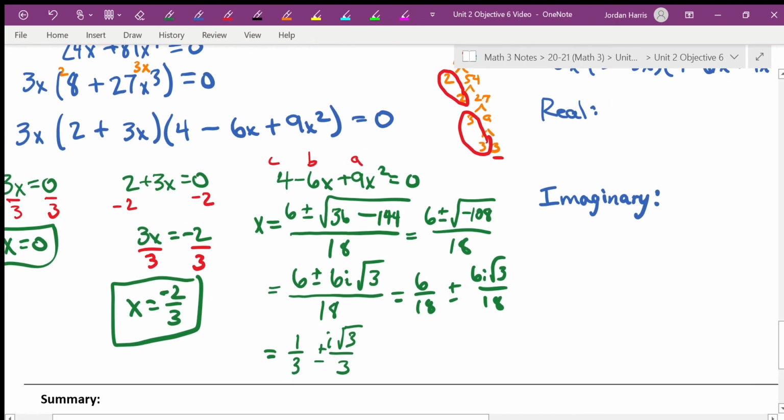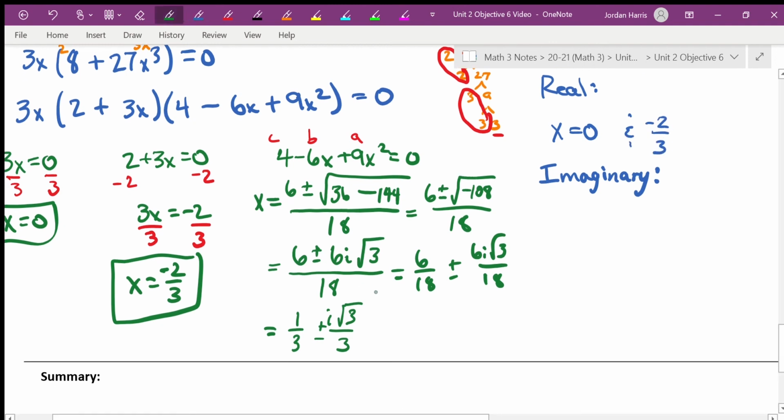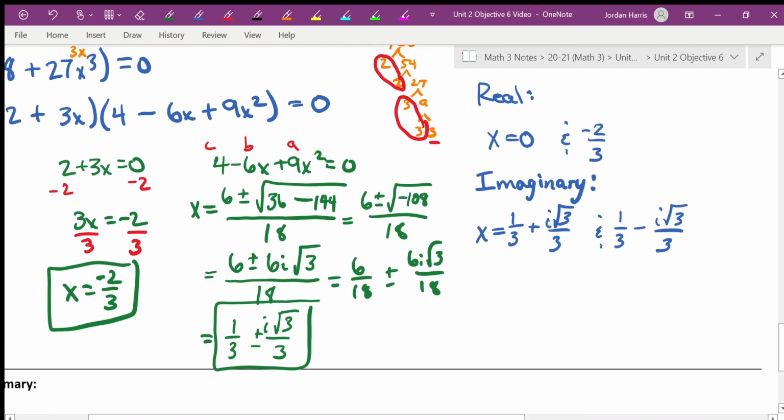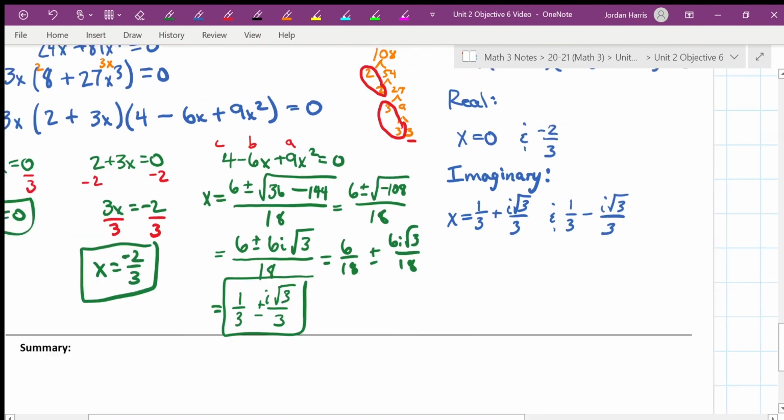So my real solutions, I had x equals 0 and negative 2 over 3. 2 real solutions this time. My imaginary solutions, I have 2 of them. Don't forget, x equals 1/3 plus i root 3 over 3 and 1/3 minus i root 3 over 3. So in this one, I had 2 real and 2 imaginary solutions.